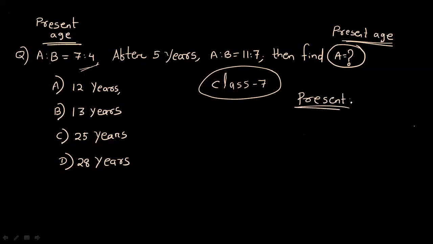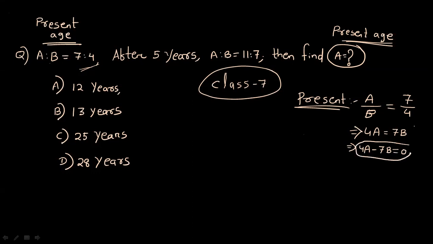Okay, so present age of A and B, A by B. The present age of A by B is how much? It is 7/4. So that implies if I do the cross multiplication, what I will get? 4A is equal to 7B. That implies I can write 4A minus 7B. If this comes to this side, 4A minus 7B equals 0. Okay, so this is my equation 1.